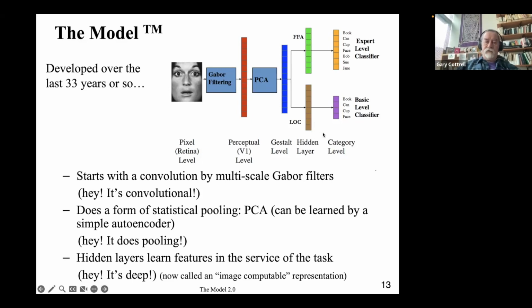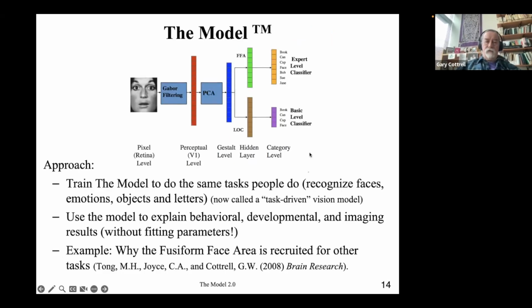So it's a deep convolutional neural network, and it develops representations, which are now called image computable representations. And so the approach I use, I trained the model to do the same tasks that people do, like recognize faces, emotions, objects, and letters, and that's now called task-driven vision. And then I use the model to explain various behavioral, developmental, and neuroimaging results without any fitting parameters.